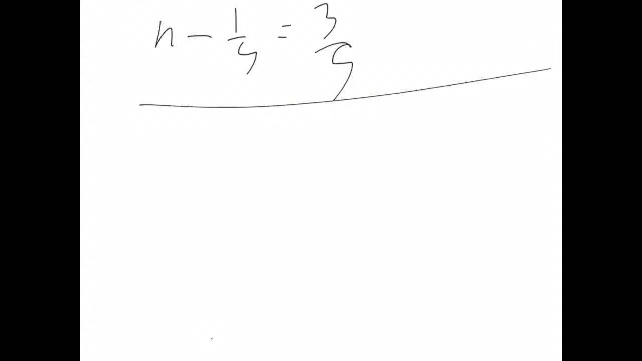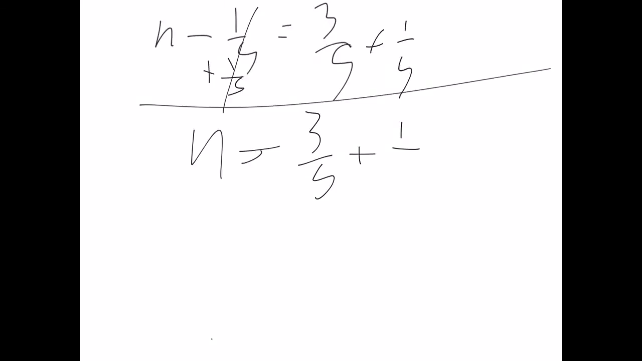This is how to solve equations by subtraction. So what you do, to cancel out subtraction, you have to add. So 1/5 plus 1/5 cancels out. So now it's 3/5 plus 1/5. So now we add, n equals 3/5 plus 1/5. That is 4 over 5. So n equals 4 over 5.